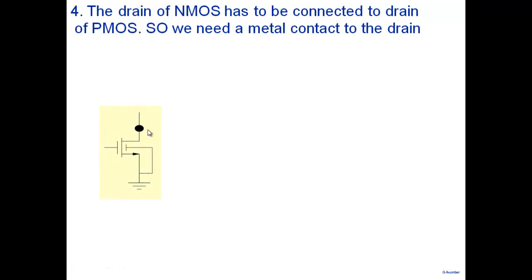Okay. Now note, the drain of NMOS has to be connected to the drain of PMOS. I need a connection here, right? The drain of NMOS has to be connected to the drain of PMOS. Now the drain of NMOS is what? Drain of NMOS is N plus. And the drain of PMOS is what? P plus. I can't simply connect them up. So what do I need? I need to make a contact.